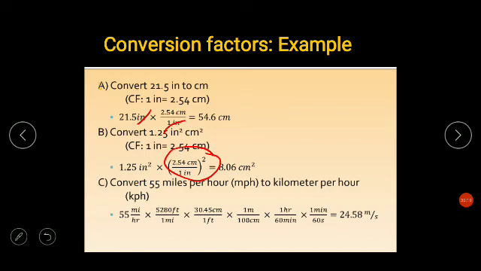Then for part C, you have 55 miles per hour. This is a series of conversions. You multiply all the numerators, multiply all the denominators, then look into the units that can be cancelled out. Cancel them out, and you will come up with meter per second. This is the unit of speed. So that's it.